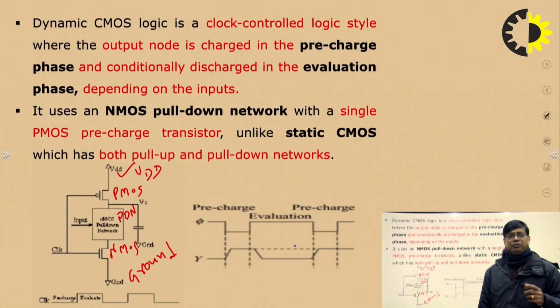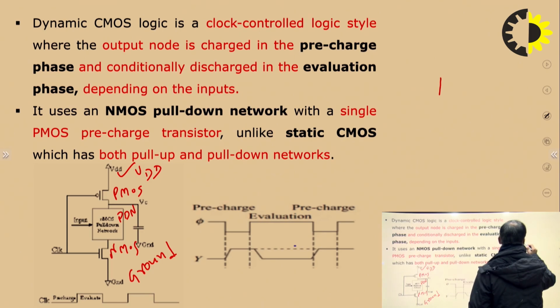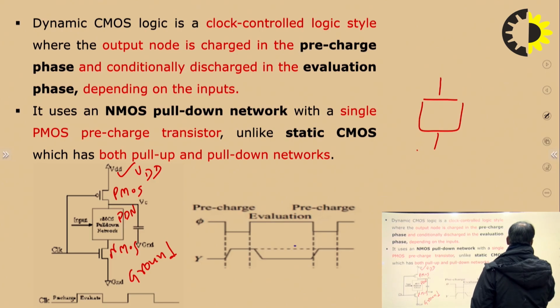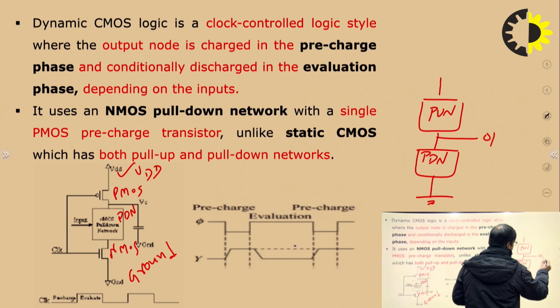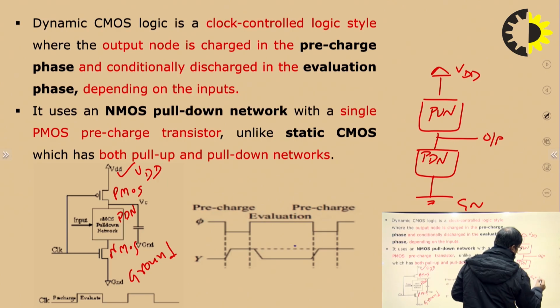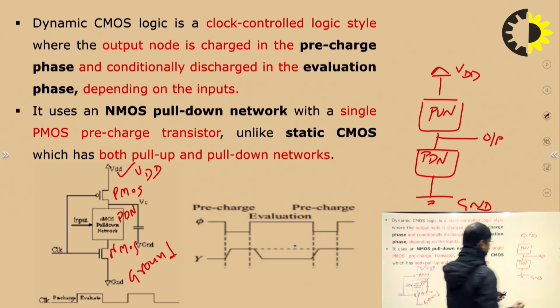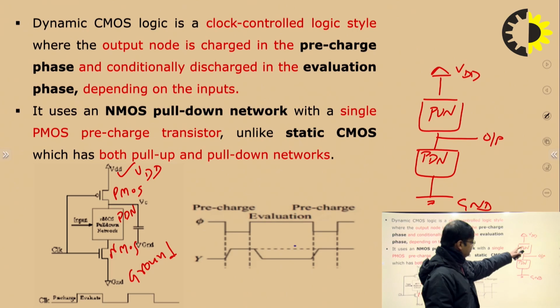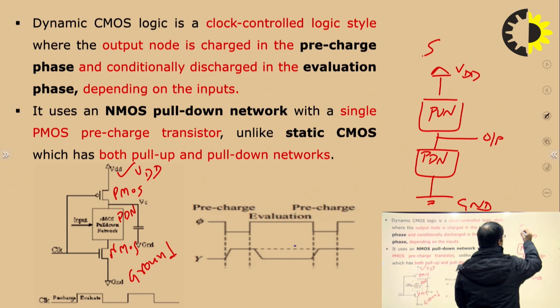If you compare this circuit with the static CMOS logic, you will see the difference that in static CMOS logic we have a pull up network and a pull down network. We can see here, this is the pull up network and this is the pull down network. This is the output, this is the VDD and this is ground. So, we can see there are two networks, pull up network and pull down network, in case of static CMOS.